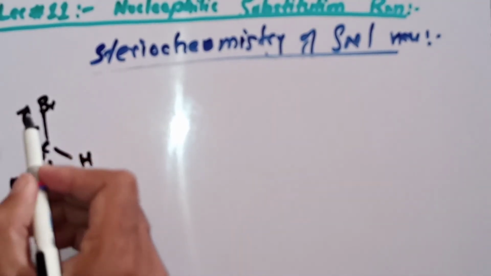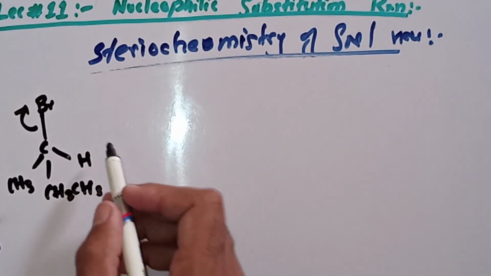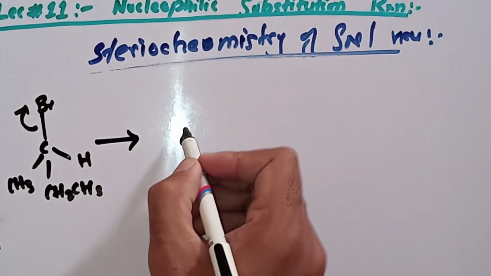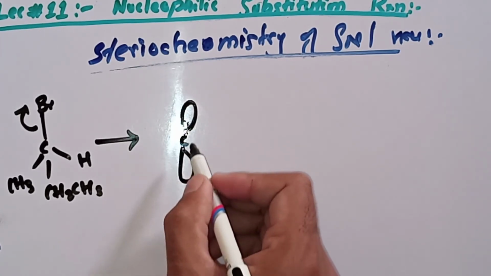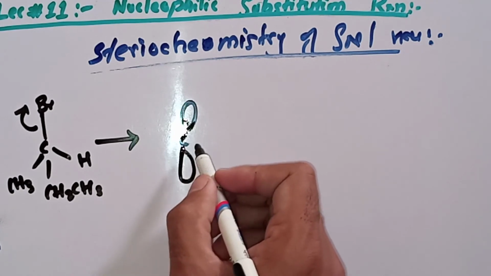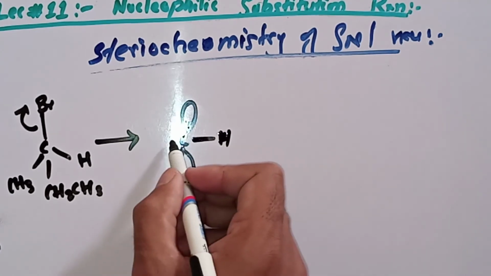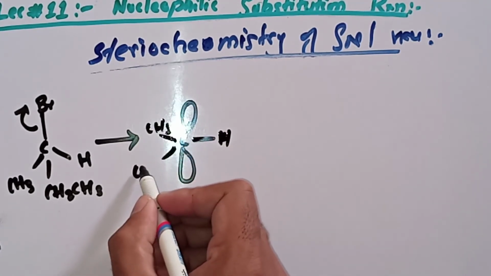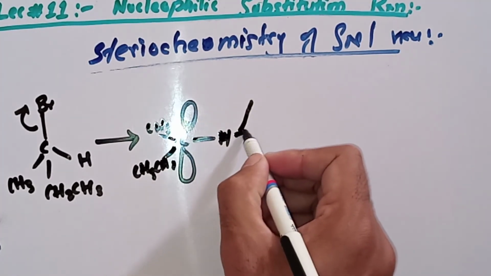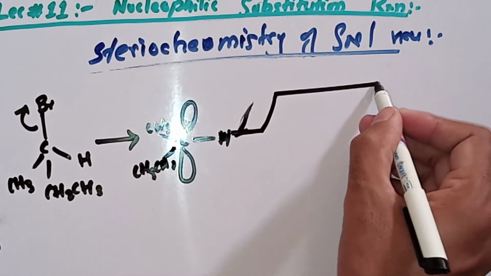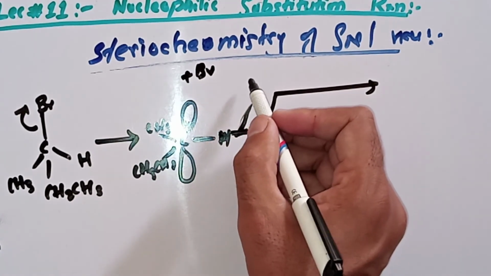When the bromide leaves as the leaving group in the first step, it generates C plus, so it will become like this. This is the two lobes of one p orbital. It has H, CH3, CH3, CH2. So here two possibilities are present.